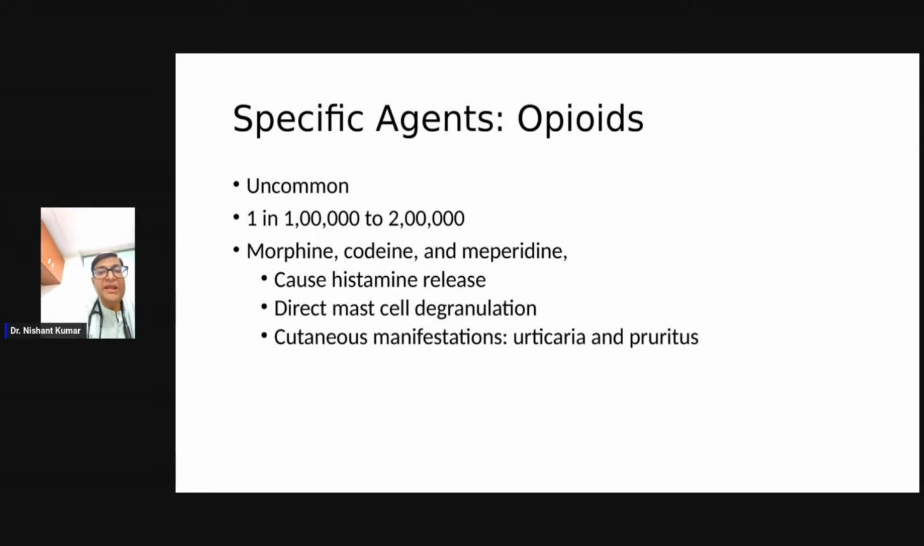Opioids, it is very rare and uncommon, about 1 in 1 lakh to 2 lakh. Morphine, codeine, and meperidine, they cause histamine release. There is a direct mast cell degranulation, and the cutaneous manifestations include urticaria and pruritus, usually not really life-threatening. Next, please.